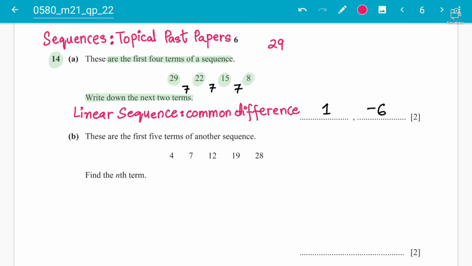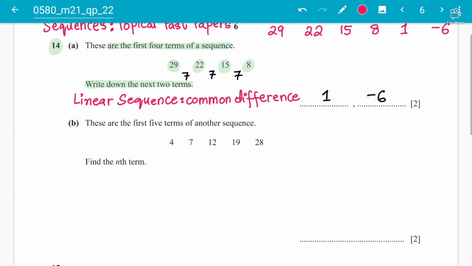This is 29, 22, 15, and 8. So the next term is always subtracting 7 from it. So you will have to subtract 8 minus 7, you will get 1 as well, and then 1 minus 7, you will get -6 as the answer, students. Hope students are getting this, that based on the linear sequences, these are different types of questions that we can get.